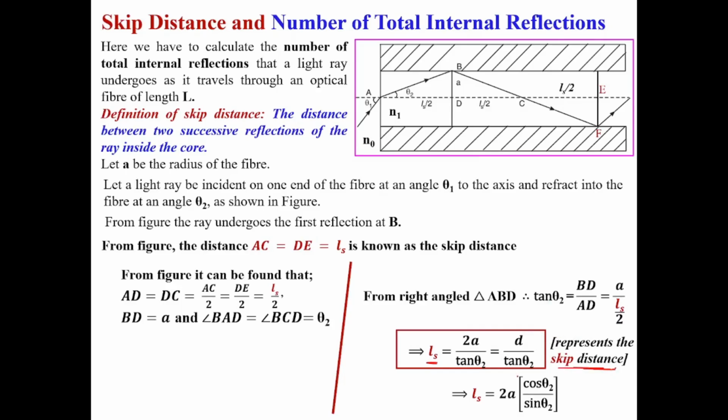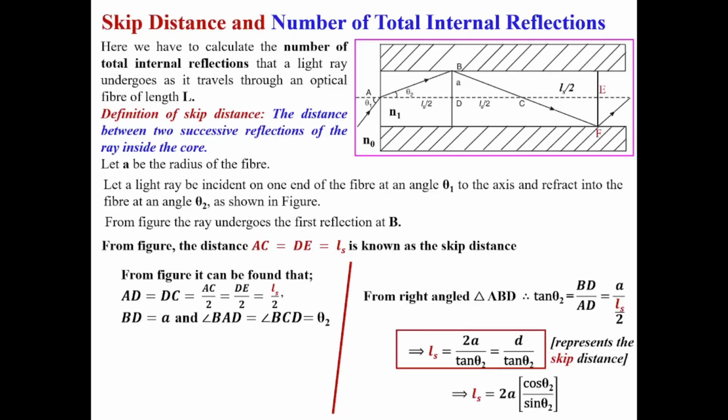Okay, if I am going to represent it in the form of sin theta and cos theta, it will be 2a into cos theta 2 by sin theta 2, because tan theta 2 is sin theta 2 by cos theta 2. You just remember this expression or formula for your numericals.